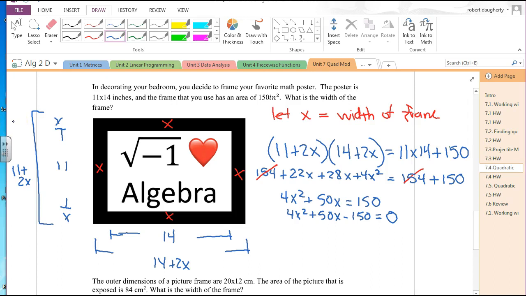So here I know that X equals 5 halves. So that means that the width is what, 2.5 inches.